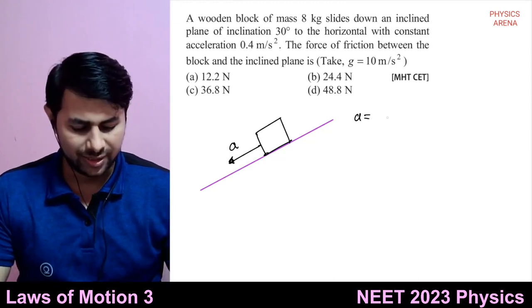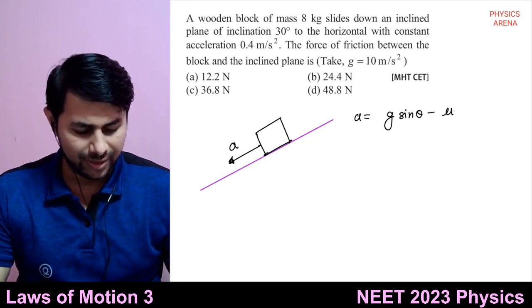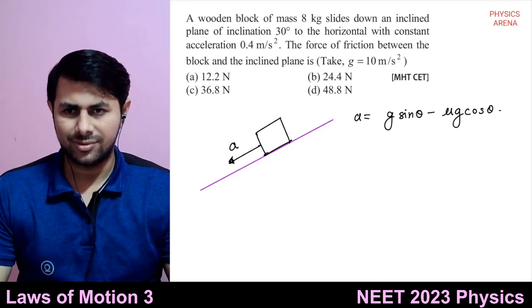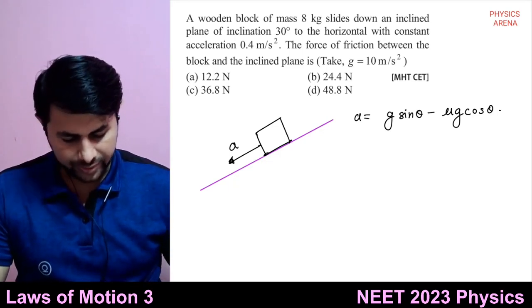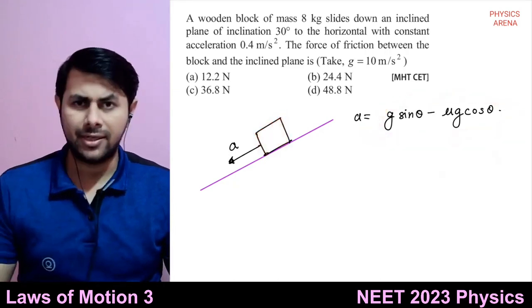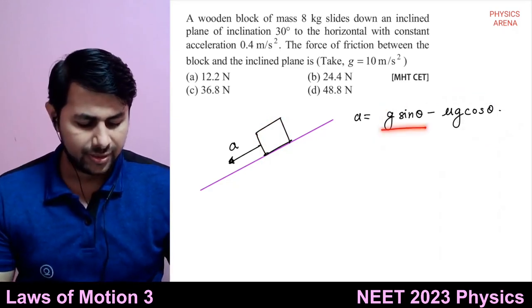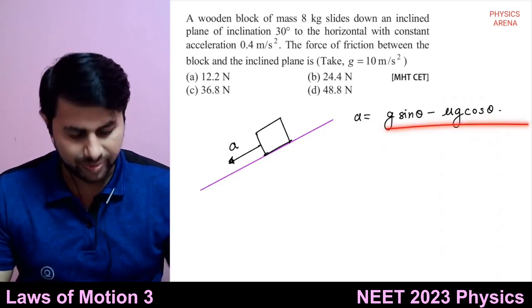It is g sine theta minus mu multiplied by g cos theta. Yes, no? Okay, Sanjay, we saw this yesterday. So you have to remember this. When there is a block sliding down an inclined plane, what is its acceleration? The g sine theta minus mu multiplied by g cos of theta. We will not derive it again and again. We will just remember this formula.